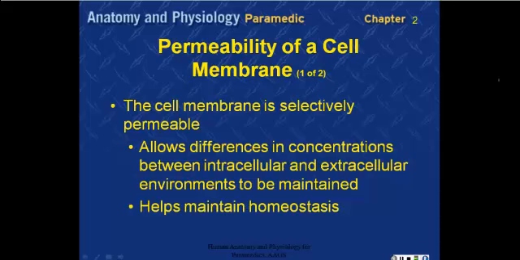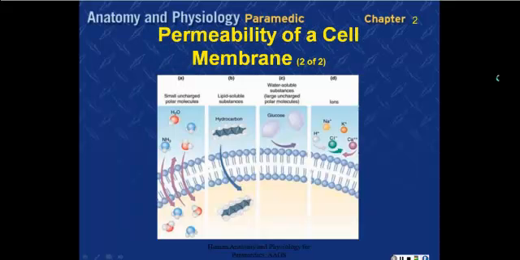The permeability of the cell membrane is selective. It allows some things to pass and some things not to pass, and it changes its permeability based on the needs of the cell. This allows each individual cell to maintain homeostasis. We can see here in this diagram that small uncharged polar molecules are able to pass freely, such as water. Lipid-soluble substances such as hydrocarbons can also pass freely across the cell membrane. Water-soluble substances, large uncharged polar molecules like glucose, cannot pass through, and charged ions and electrolytes cannot freely pass through the cell membrane.